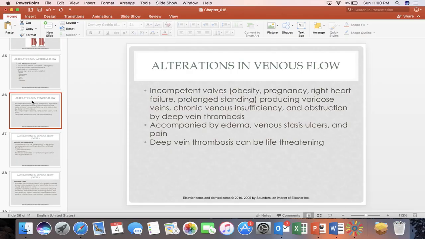Alteration in venous flow includes incompetent valves, which involves obesity, pregnancy, right heart failure, and prolonged standing, producing varicose veins, chronic venous insufficiency, and obstruction by deep vein thrombosis, also known as DVT. It is accompanied by edema, venous stasis ulcer, and pain. DVT can be life-threatening.